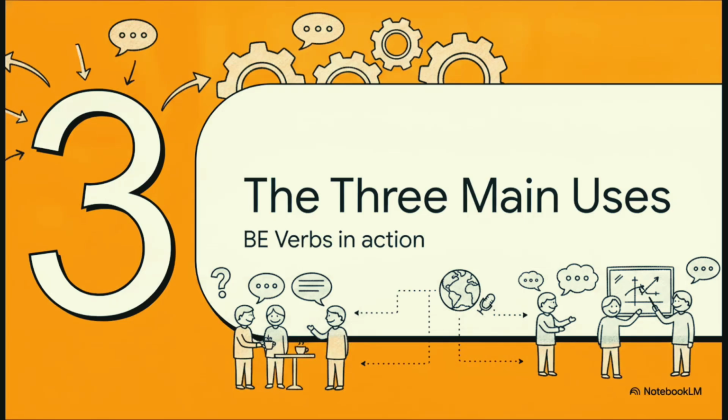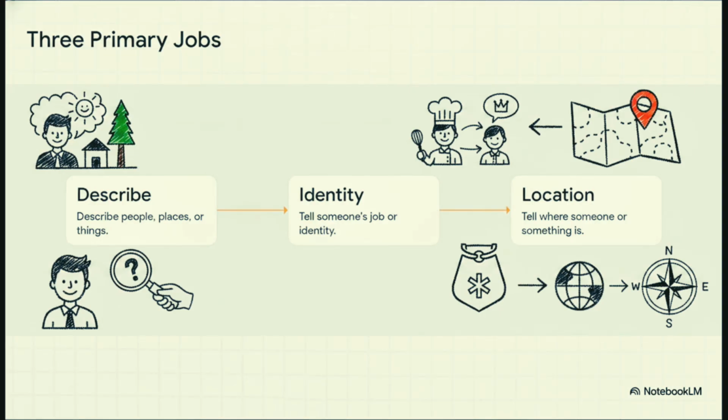Let's dive into section 3, the 3 main uses. Be verbs in action. Think of these verbs as the great connectors of English. They essentially perform 3 main jobs. Job number 1, describing people, places, or things. Job number 2, telling us someone's identity or profession. And job number 3, showing us exactly where someone or something is located.